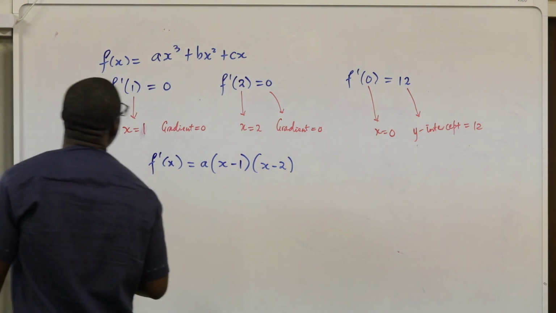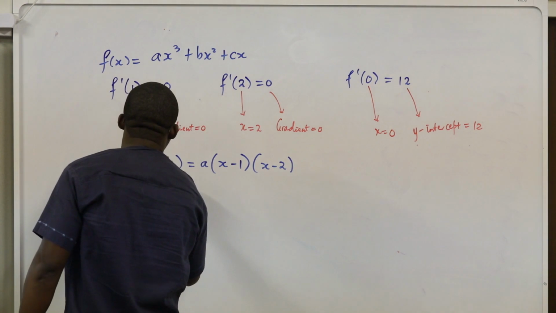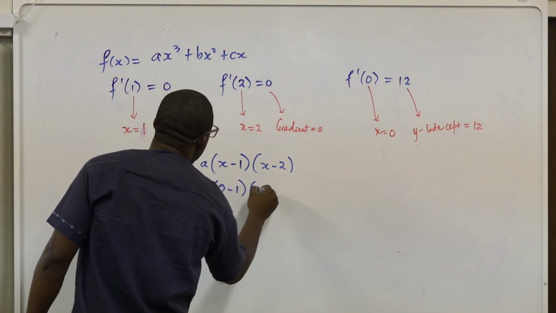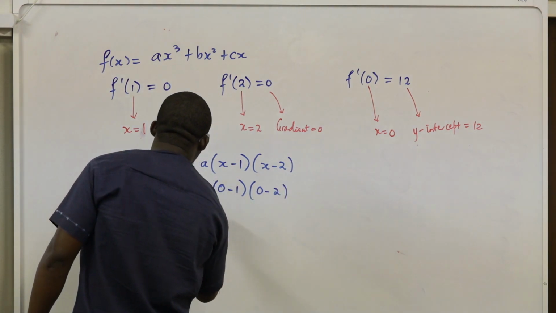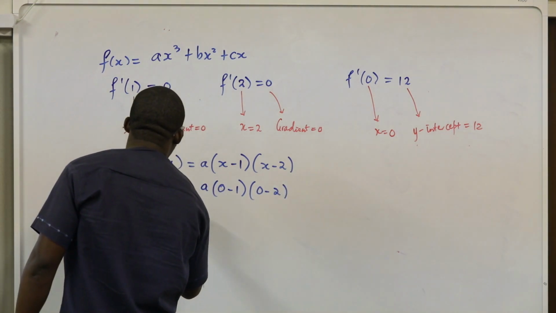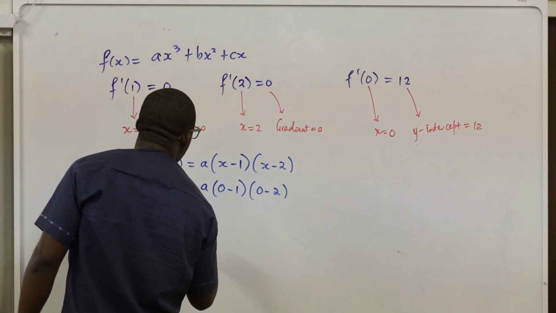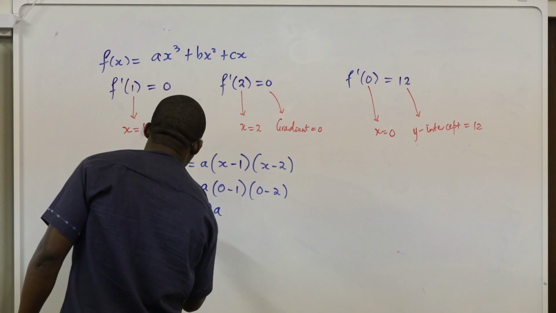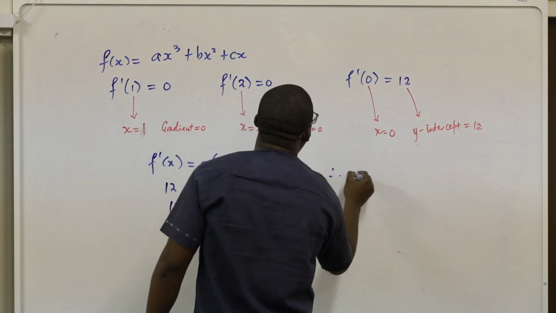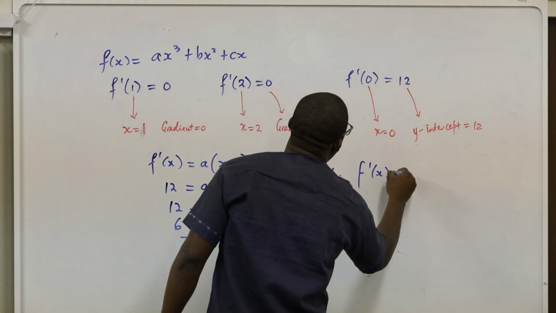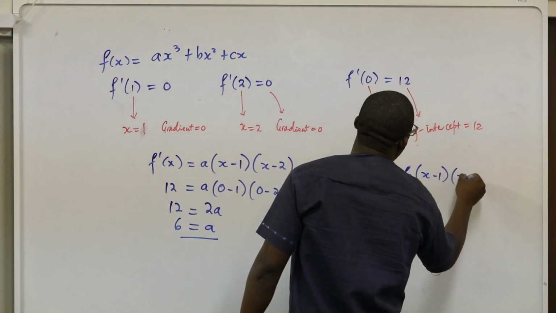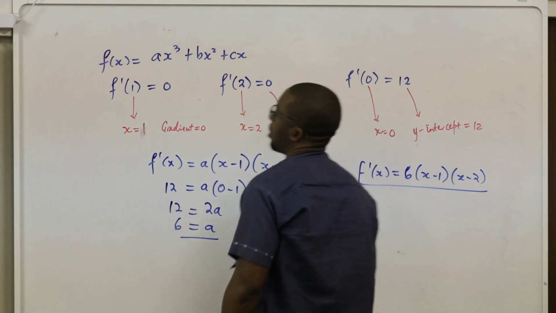We'll substitute the point (0, 12). So 12 is equal to a(0 minus 1)(0 minus 2). Then we're going to have 12 is equal to 2a. Therefore, a is indeed 6. Therefore, f prime in its x-intercept format is 6(x minus 1)(x minus 2) as required.